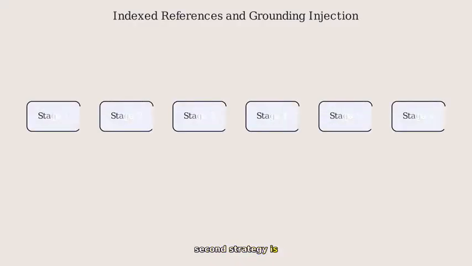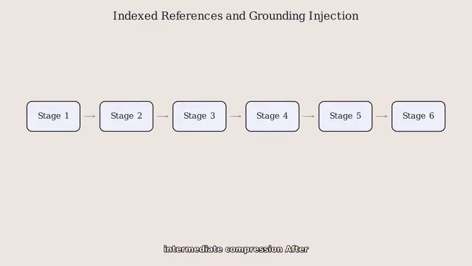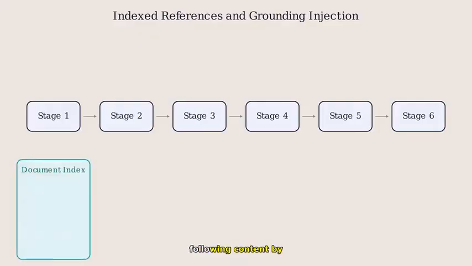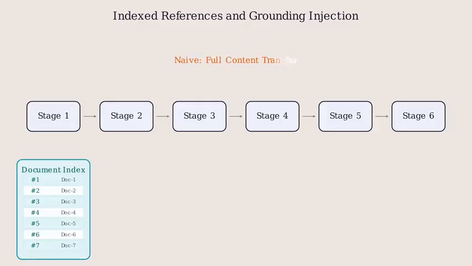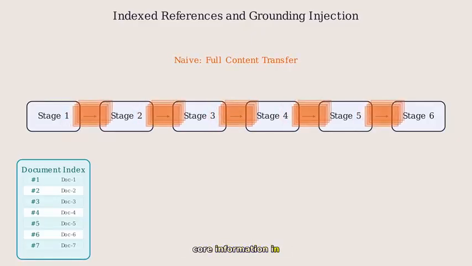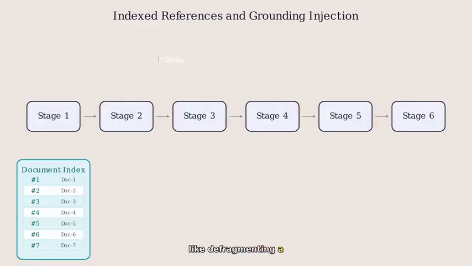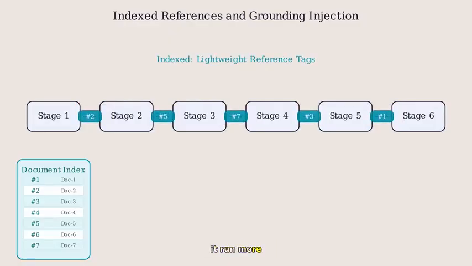The second strategy is intermediate compression. After certain stages, add an explicit compression step. Compress the following content by removing all redundancy, preamble, and metadata. Retain only the core information in the most concise form possible. Output must be under X words. This compression step costs 1 additional AI call, but it pays dividends across every subsequent stage. Think of it like defragmenting a disk, a small, one-time cost that makes everything after it run more cleanly.